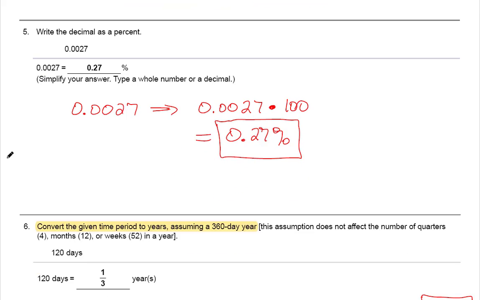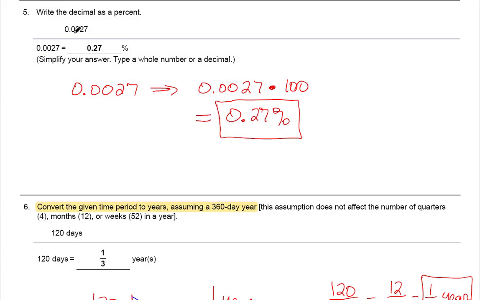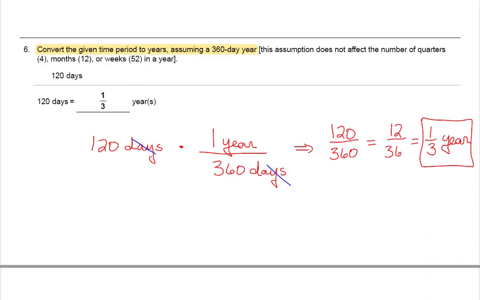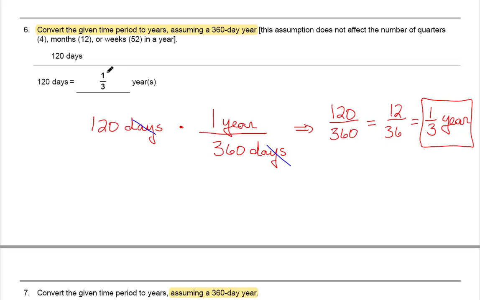Question 5 wants us to go the other way. We have it as a decimal, and so I want to turn it into a percent. So I do that simply by multiplying by 100, or moving the decimal the other way, which is to the right 2 places, 1, 2, and so 0.27%.